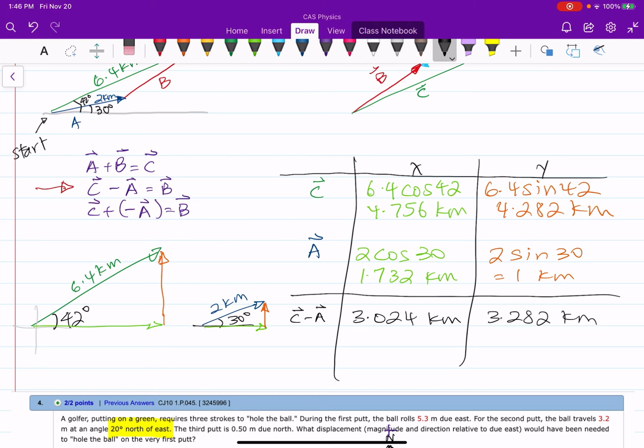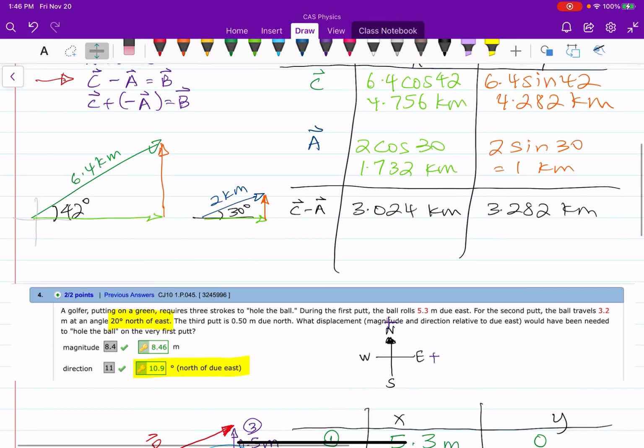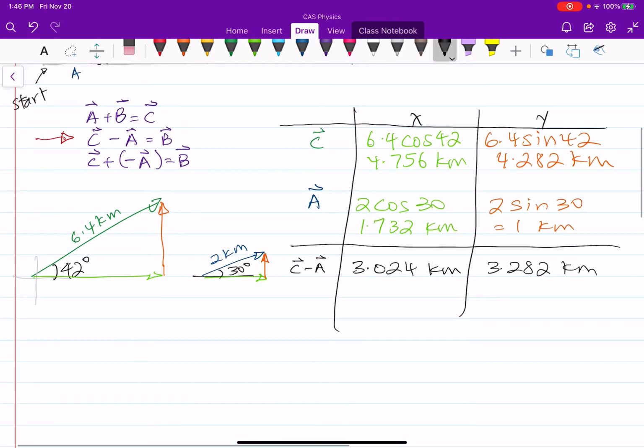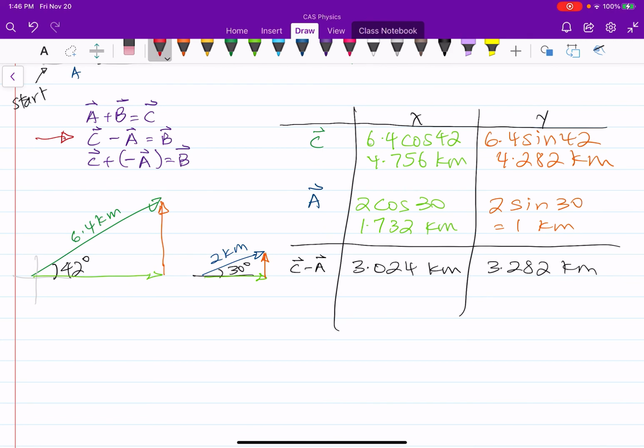Okay, so now we have our x and our y component of the resultant that we're looking for, the red vector. So that's B, right? This is what B is. If I've got B here, the y component is 3.282 kilometers. The x component is 3.024 kilometers, and then we can find theta.